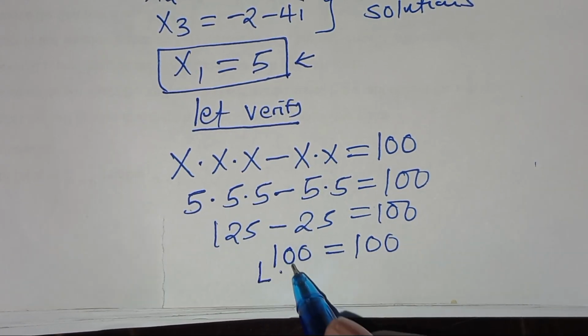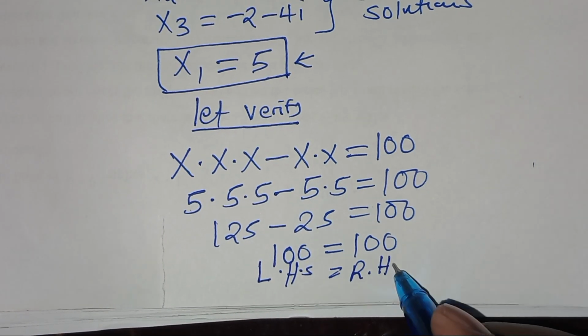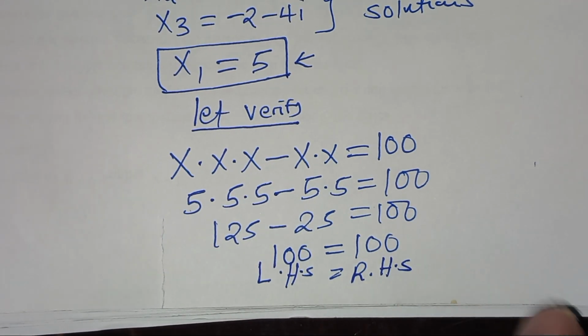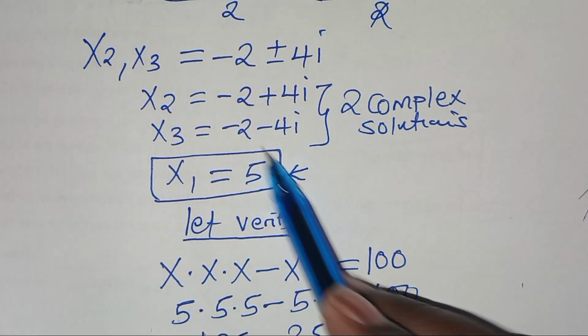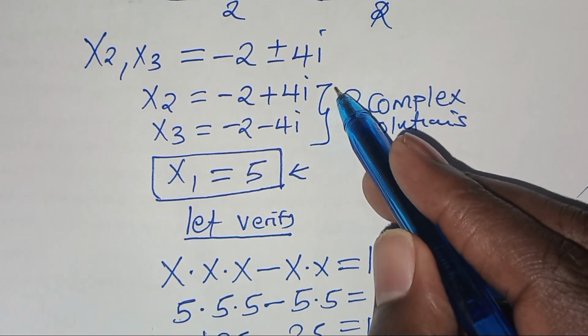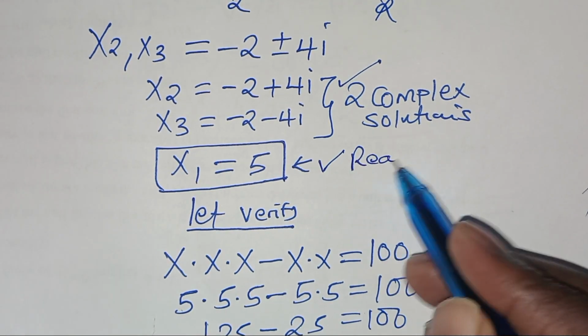That implies that the left hand side is equal to the right hand side. And this implies that we have 3 solutions to this algebra problem. We have 2 complex solutions and only 1 real solution.